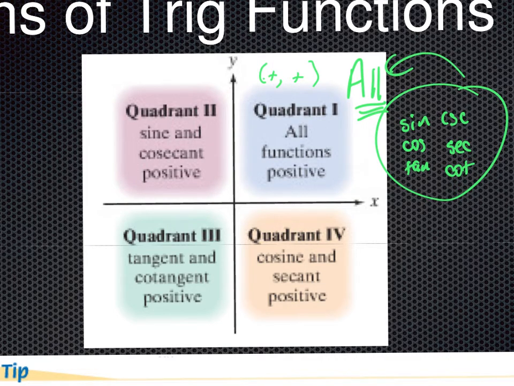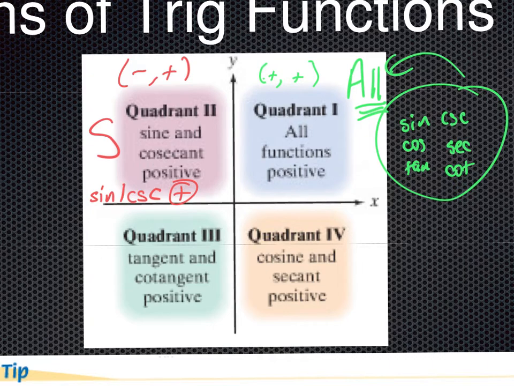If I go to the second quadrant, what are the values of x and y, sign-wise? X is negative, y is positive. In the second quadrant, I want you to write a big S. In the second quadrant, sine and its reciprocal, cosecant, are positive. The rest of our trig functions are what do you think? Negative. Negative.